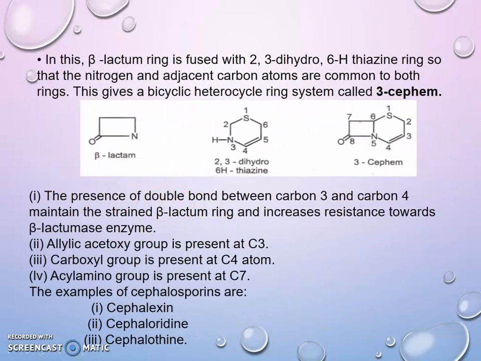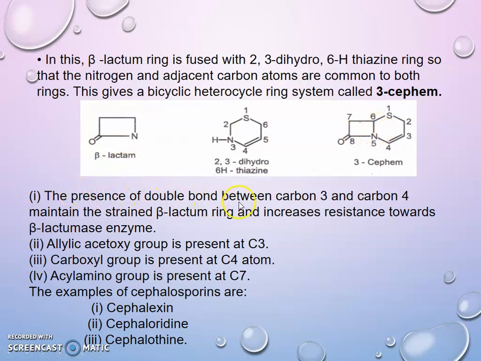Chemistry of cephalosporin. In this, the beta-lactam ring is fused with a 2,3-dihydro-6H-thiazine ring, so that the nitrogen and adjacent carbon atom are common to both the rings. This gives a bicyclic heterocyclic ring system called 3-Cephame. This is the beta-lactam ring. This is the 2,3-dihydro-6H-thiazine ring, and it is fused to the beta-lactam ring to form a 3-Cephame, in which the nitrogen and adjacent carbon atom are common to both the rings.